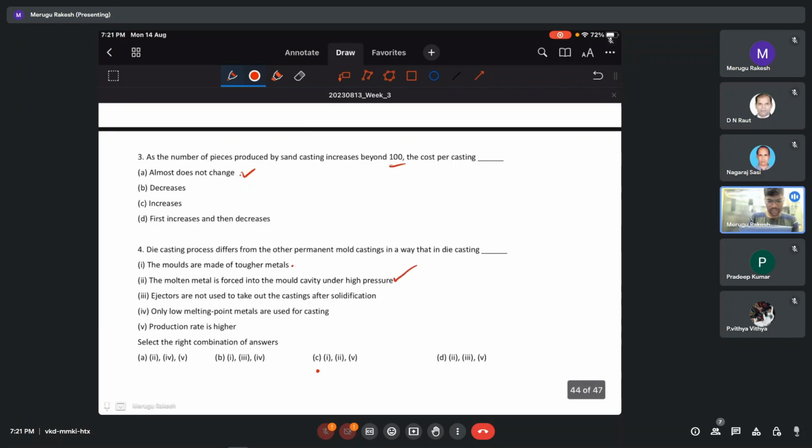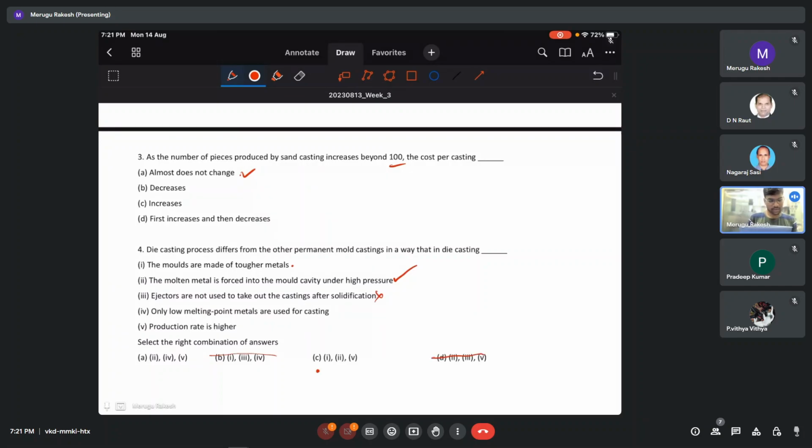So option two is correct. So we can strike off this because it does not have two, and then we are left with three options. Ejectors are not used to take out the casting after solidification. This is the wrong option because ejectors are generally used to take out the casting. So option three is wrong. So we can strike out this as well. So we are left with two.